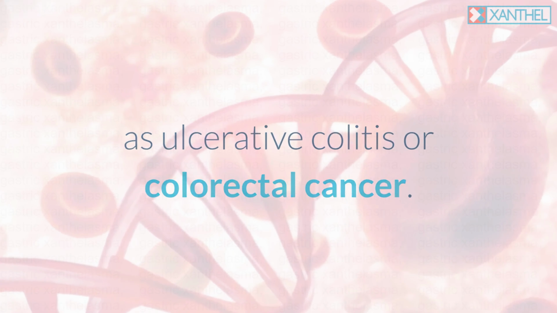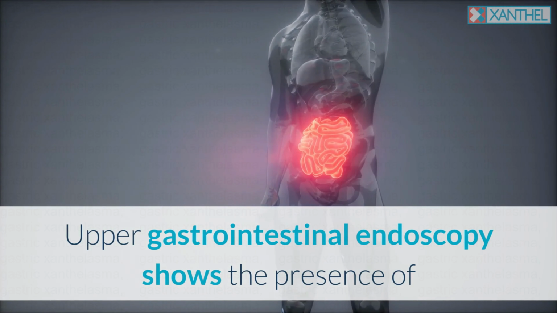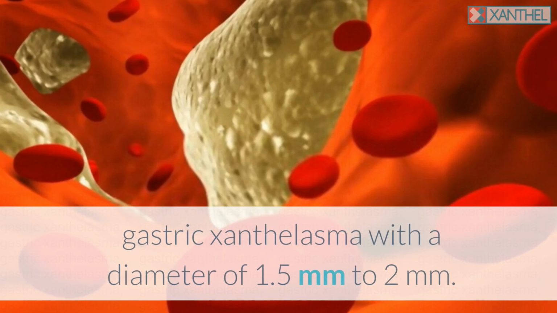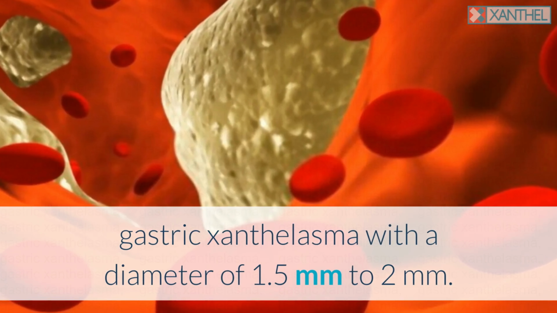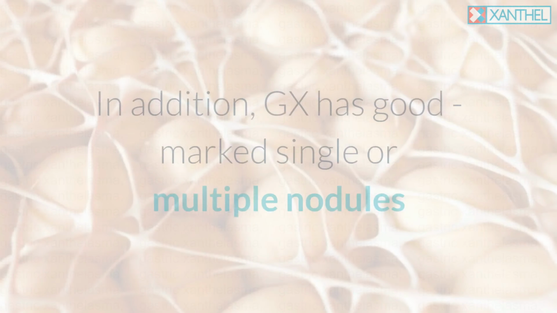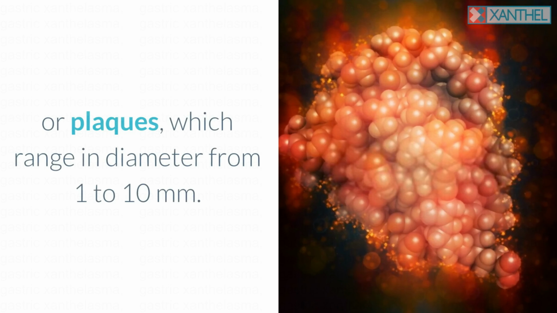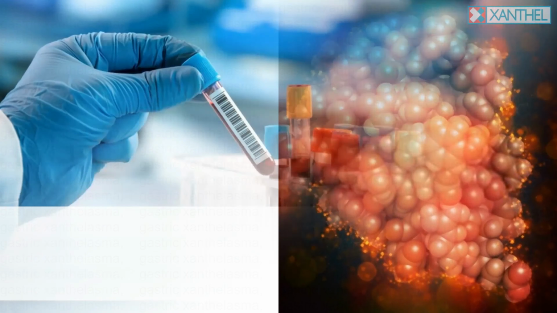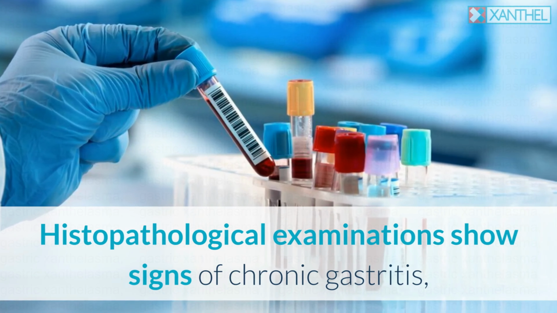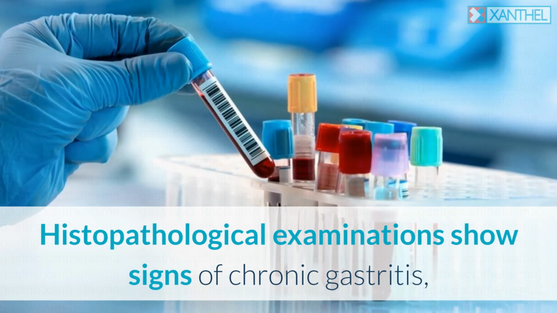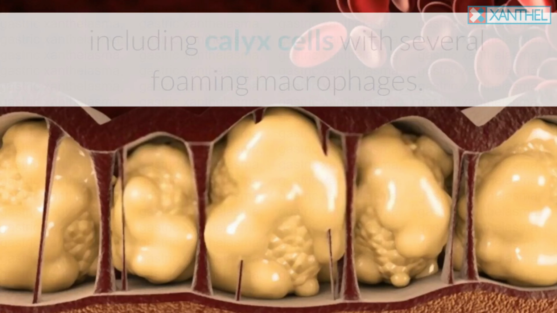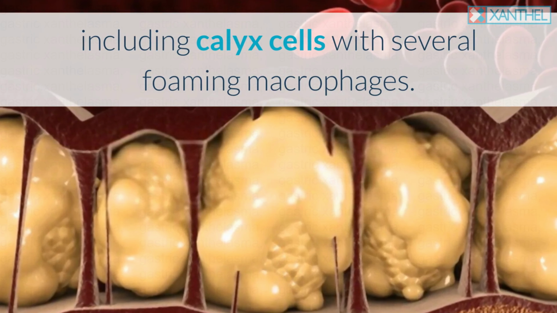Upper gastrointestinal endoscopy shows the presence of gastric xanthelasma with a diameter of 1.5 mm to 2 mm. In addition, GX has well-marked single or multiple nodules or plaques, which range in diameter from 1 to 10 mm. Histopathological examination shows signs of chronic gastritis, including goblet cells with several foaming macrophages.